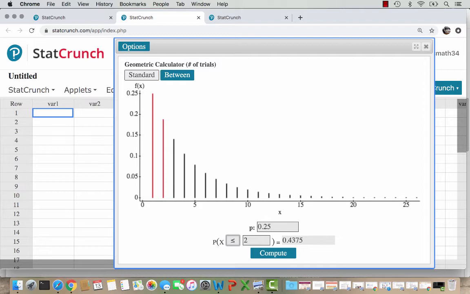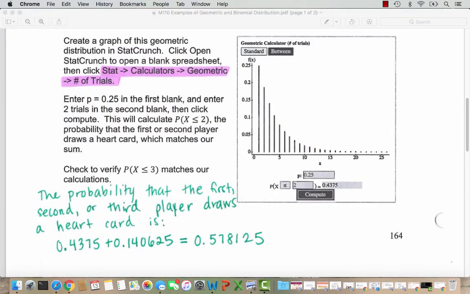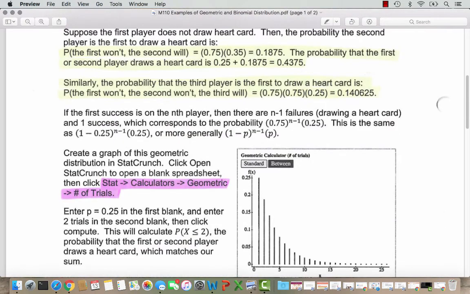All right, now we want to do a calculation for what if the first player doesn't draw hearts, the second player doesn't draw hearts, but the third player does draw hearts. So let's head back to our calculations. If we're calculating the third player as the first to draw hearts, we saw that would be 0.75 times 0.75 times 0.25, which works out to be 0.140625.